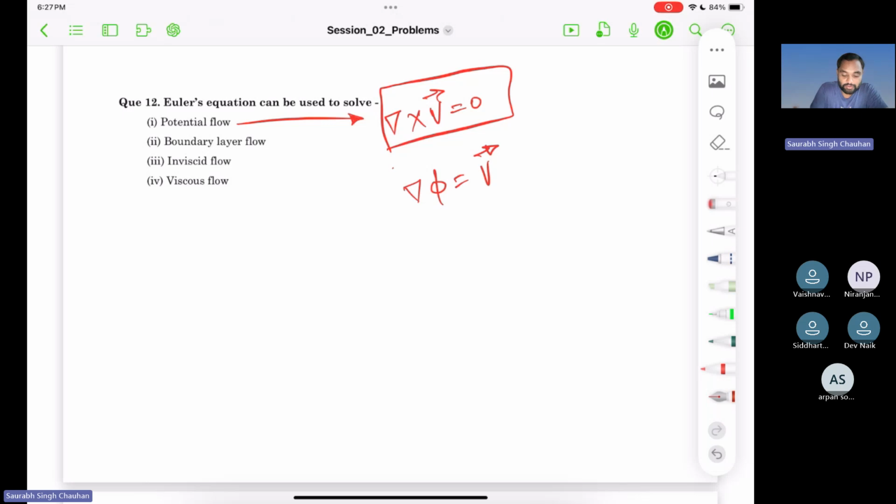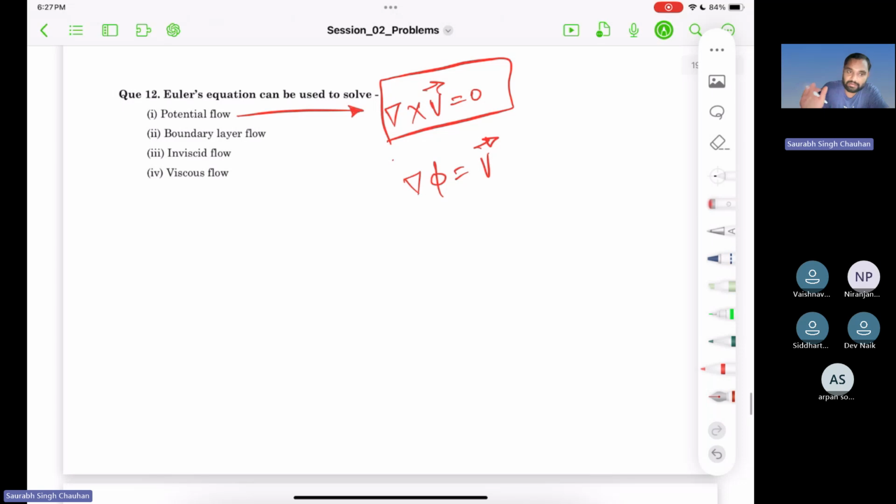Now, what are these curl, divergence, gradients? That should be clear. If it is not clear, then please ask here. I can explain it. And if you know, then we can move ahead. Someone answered that it is valid for inviscid flow. Yes, it is valid for inviscid flow and for potential flow, so both options are correct. It is not valid for viscous flows. And boundary layer flows, obviously not correct. Why? Because the boundary layer is the region where viscous forces are significant, and when viscous forces are significant, you cannot use the Euler equation.